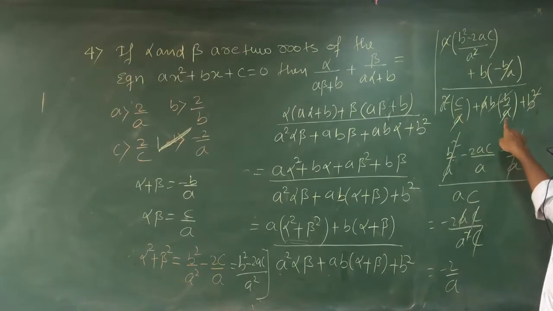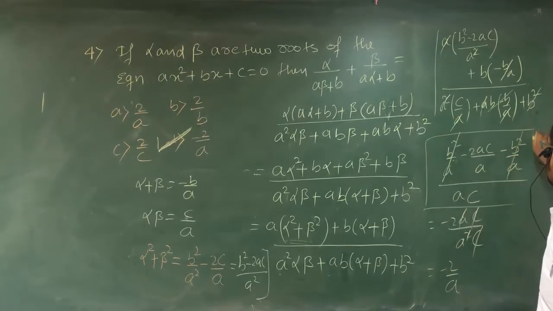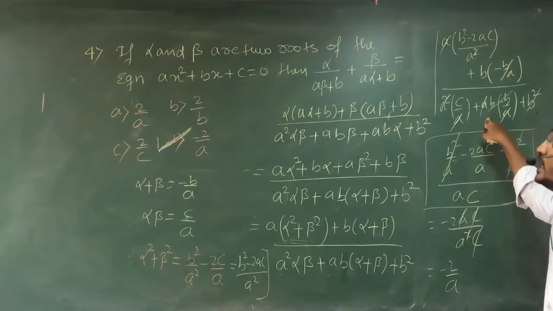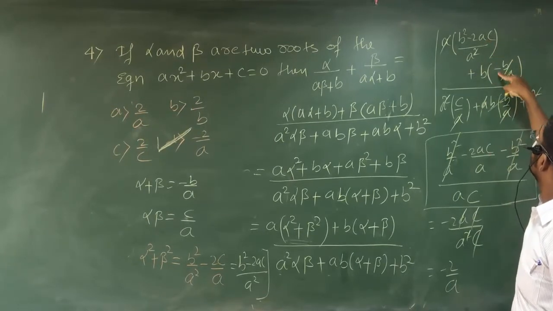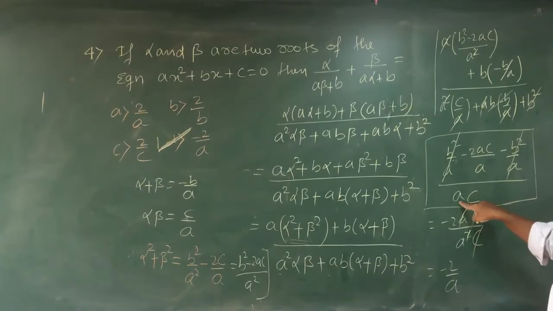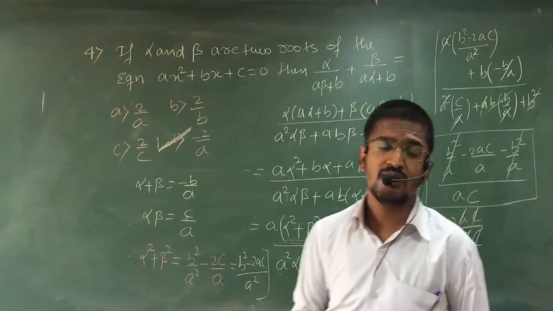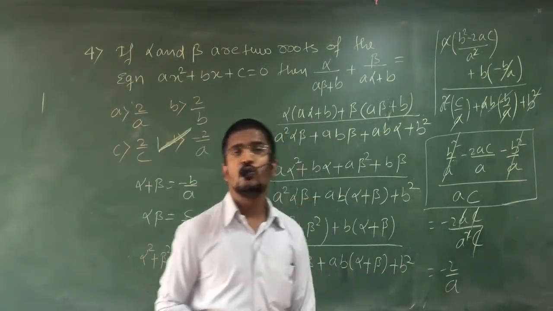Here a cancelled, minus b square plus b square cancelled, remaining with the ac term. Clear? So you are remaining with the ac term in the denominator. Here b square by a minus 2ac divided by a minus b square by a. Cancel minus b square by a plus b square by a. So you will remain with this particular term. Now cancel which terms you are going to get same. So here a square c will be present. So a will be cancelled, c will be cancelled. Therefore the remaining term will be minus 2 by a.